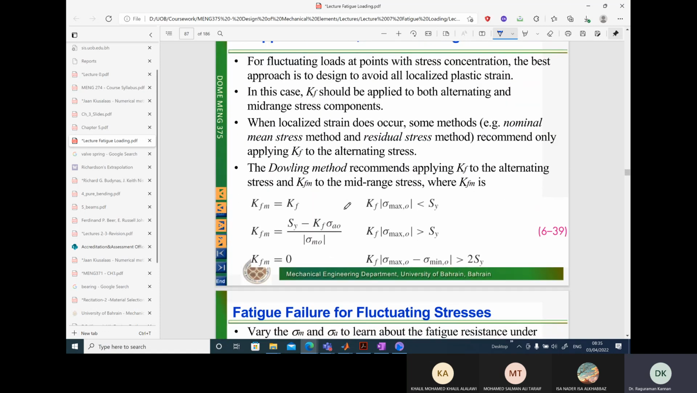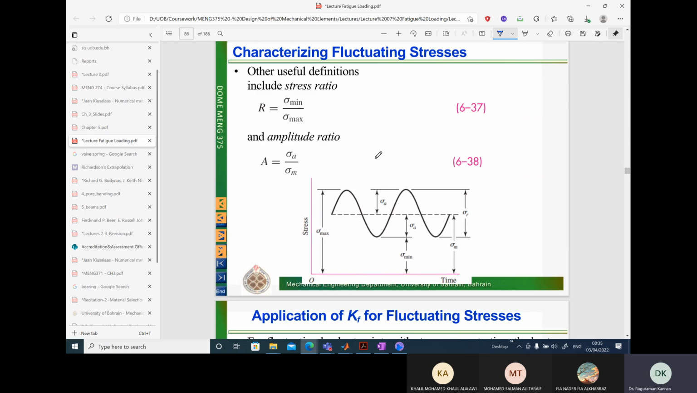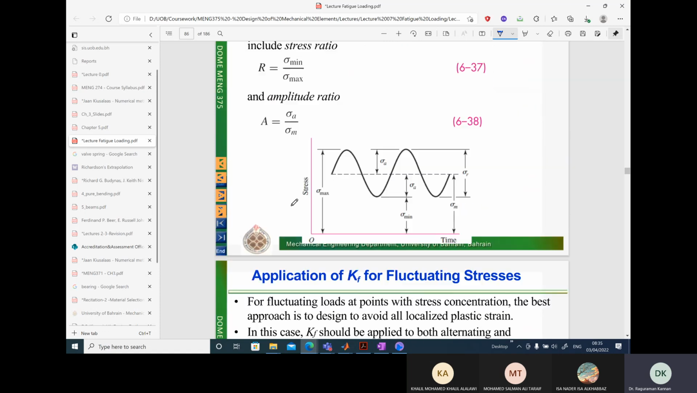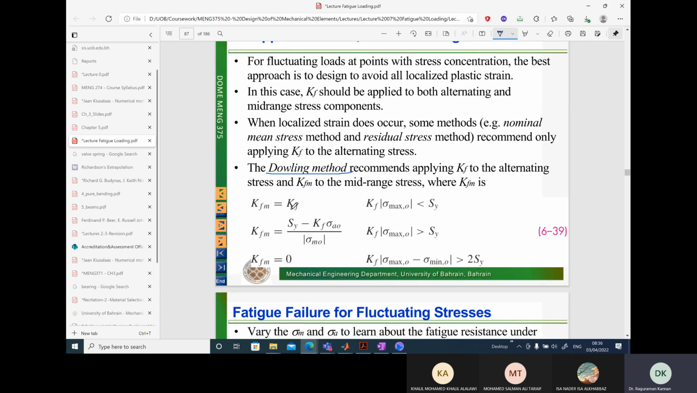Okay. How do we use the fatigue concentration factor, capital Kf, in the case of fluctuating loads? Do we apply it to the amplitude of stress, or do we apply it to the mean stress, or do we apply it to both? There is a method called the Dowling method, which is named after the person who introduced the theory.